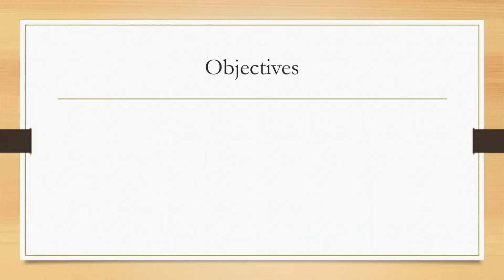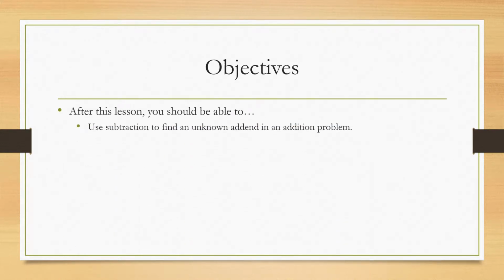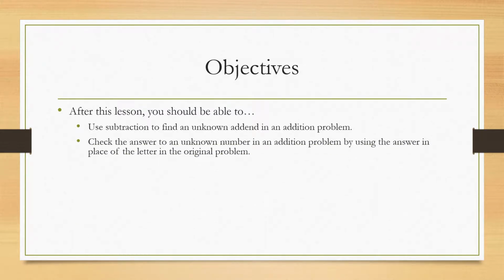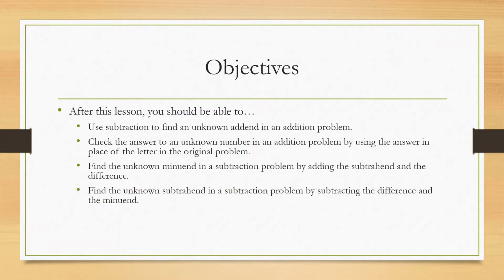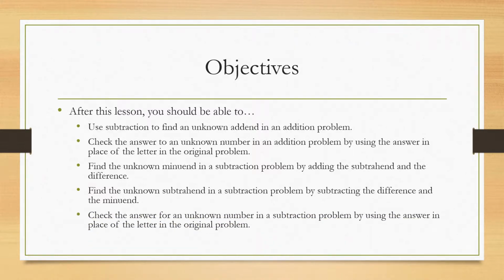We have a lot of objectives for the lesson today, but don't panic because the lesson is not as long as it looks like it's going to be on this slide. After this lesson, you should be able to use subtraction to find an unknown addend in an addition problem. Check the answer to an unknown number in an addition problem by using the answer in place of the letter in the original problem. Find the unknown minuend in a subtraction problem by adding the subtrahend and the difference. Find the unknown subtrahend in a subtraction problem by subtracting the difference from the minuend. Check the answer for an unknown number in a subtraction problem by using the answer in place of the letter in the original problem.